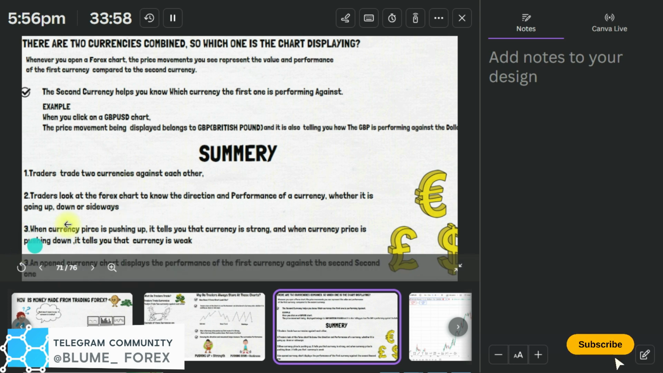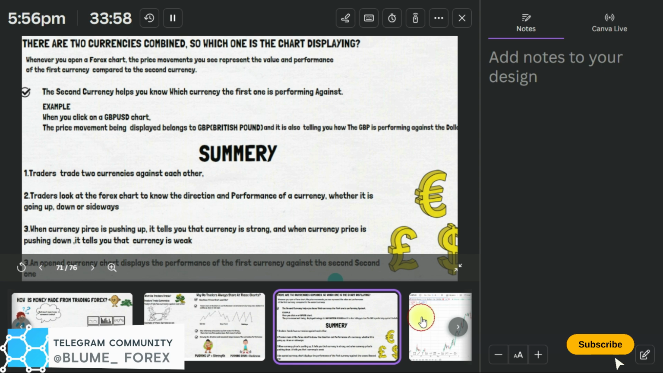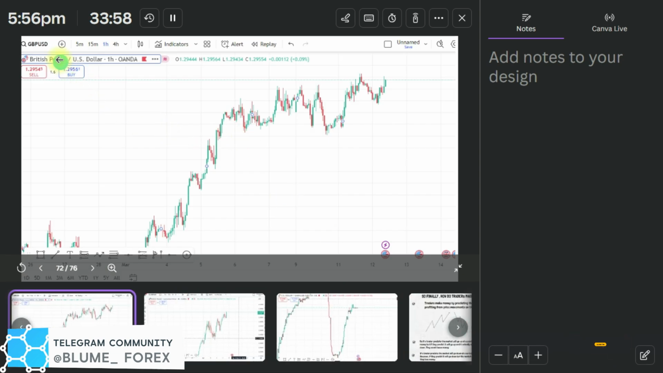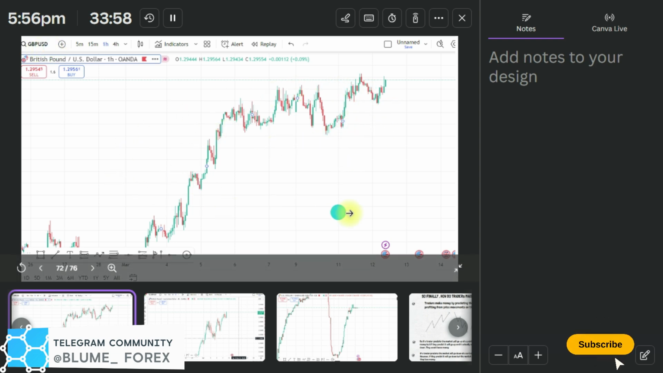I think there's a mistake. 33 is supposed to be 4. An open currency chart displays the performance of the first currency against the second currency. So if you open a currency chart, the first currency shows how it is performing against what? The second currency. The price display is giving the currency price.